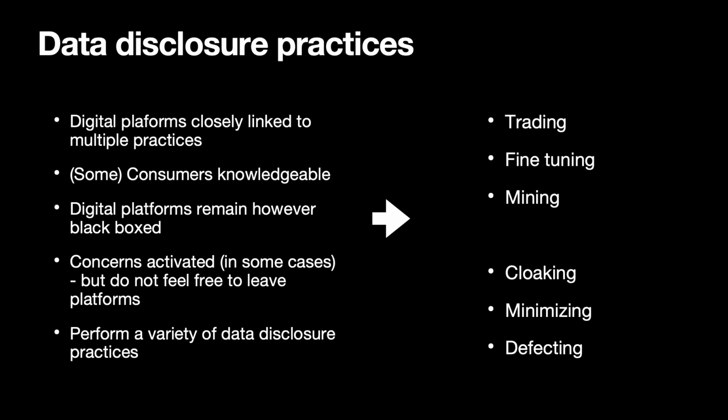Okay, so what does the analysis show then? Well, it does show that consumers are sometimes knowledgeable, although sometimes the digital platforms also remain obscure to them, black boxed. They are concerned in some cases, but not others, and they perform a variety of data disclosure practices. So this is what we have tried to categorize, the different things that people do in relation to digital data disclosure. And I will talk a little bit about each of these and exemplify them before ending with some conclusions.